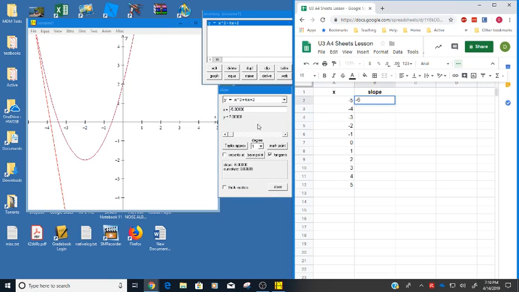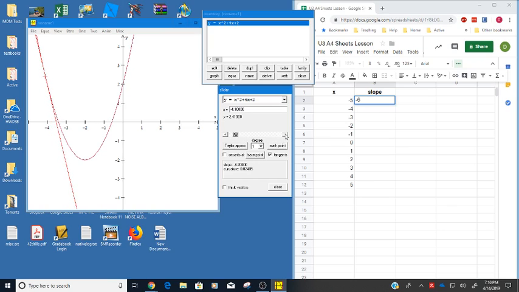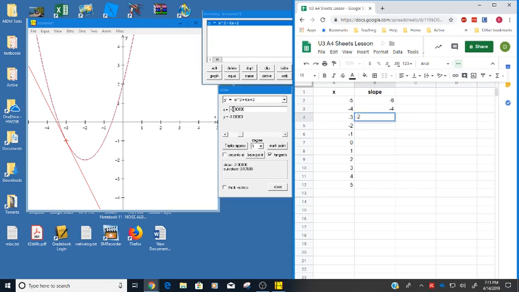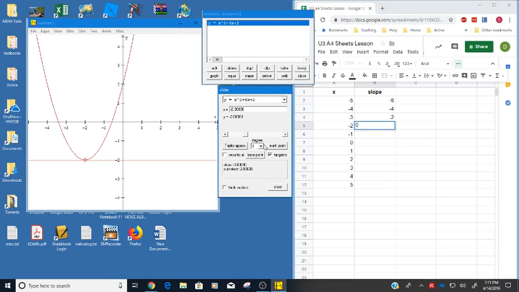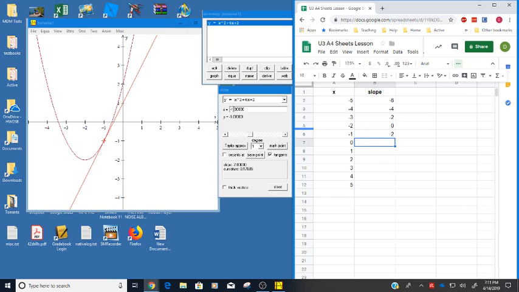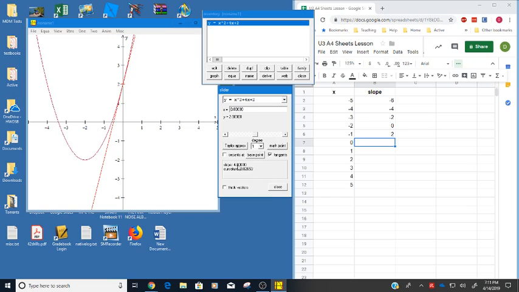And then let's put in -4 as our next one. Let's just move the slider over to -4 by clicking on those arrows. Okay, -4 tells me the slope is -4. If I move this over to -3, I get a slope of -2, and so on. If I put in -2, it tells me the slope there is 0. And if I put in -1, it tells me down here that the slope is 2. If I put in 0 and hit enter, it tells me at 0 the slope is 4.